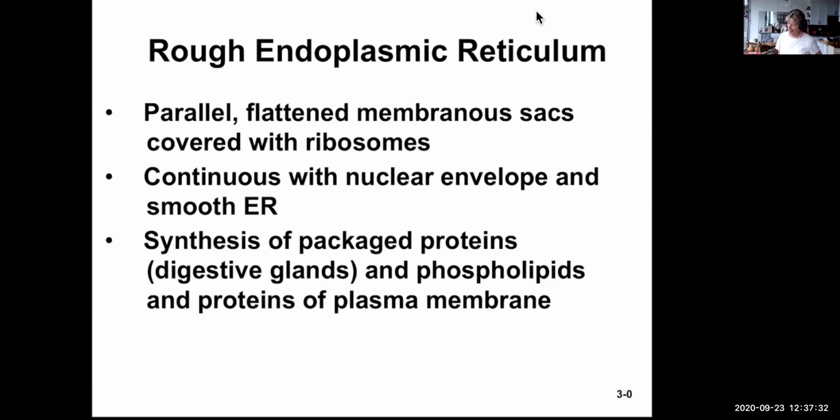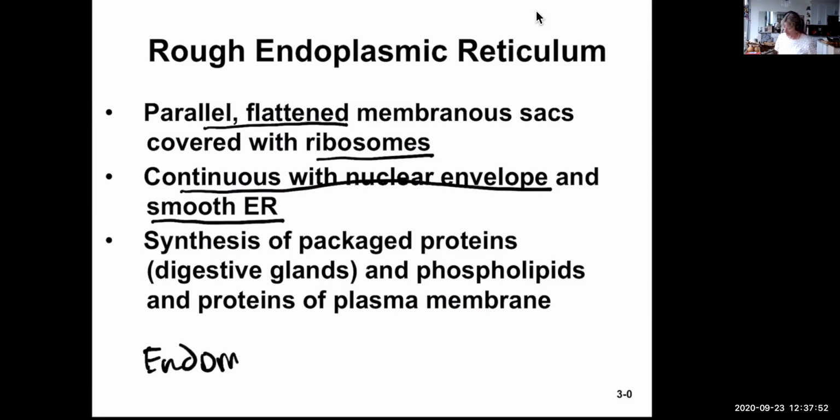So the rough endoplasmic reticulum is parallel flat membranous sacs covered in ribosomes. They are continuous with the nuclear envelope and the smooth endoplasmic reticulum. Thus, the whole thing is known as the endomembrane system.